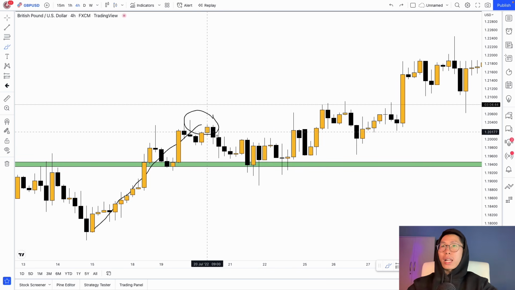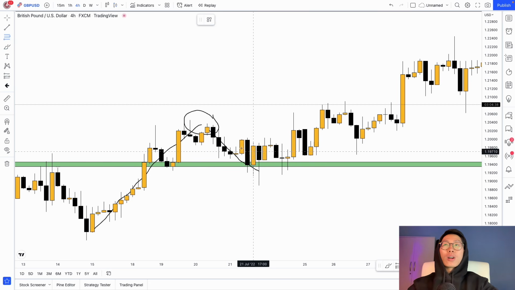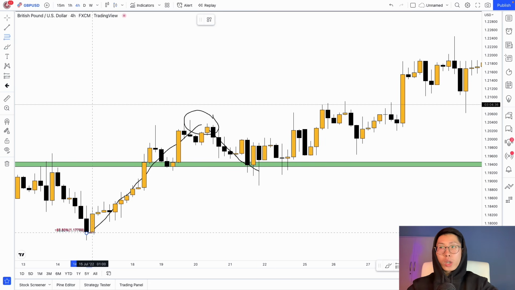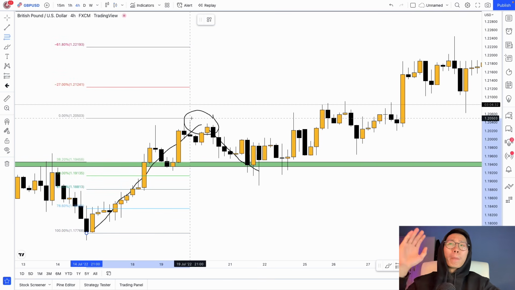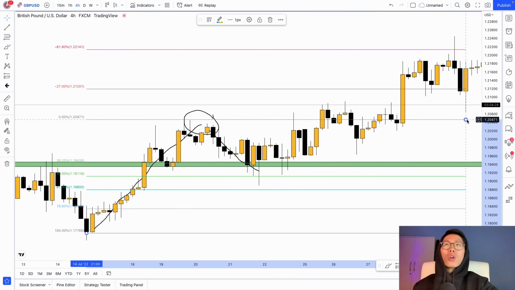So the moment you start seeing price retracing, like you can see all these black candles in a row, that is when you pull out your Fibonacci. Take out a Fibonacci, plot it from the swing low, which is right here. This is the lowest point, all the way up to the highest point before price starts retracing, which is right here.